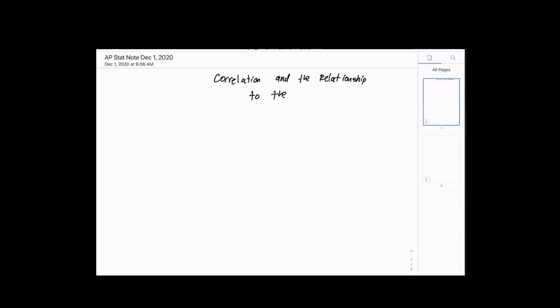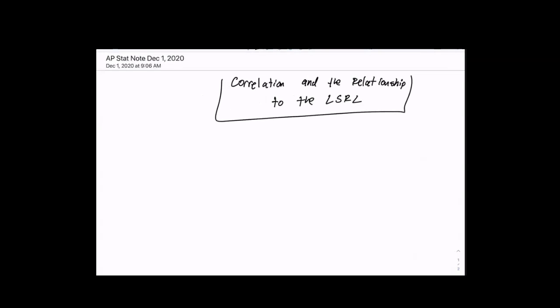To the least squares regression line. So today we're also going to be covering how to find the equation, the model, the least squares regression line analytically. There's two ways that you need to be able to find the least squares regression line.